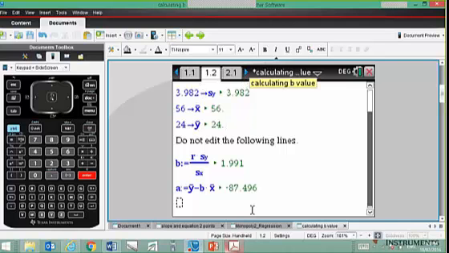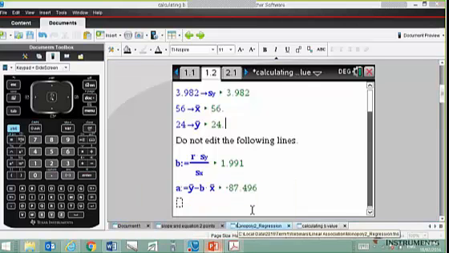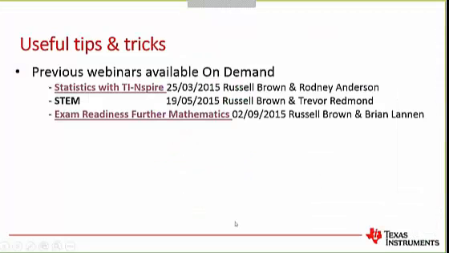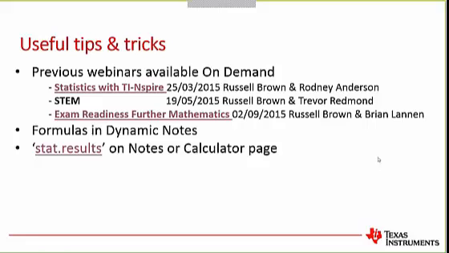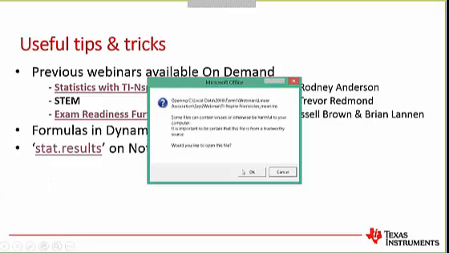So I think that is very, very useful. It's available to you. After this webinar, you will get a copy of this PowerPoint. And when you play it, if you click on these, it will take you to those documents because I'll put it all in one zip file for you. And formulas in dynamic notes, well, we've just been playing with that, haven't we? So you know how to do that. Statistical results is another lovely little shortcut type thing.